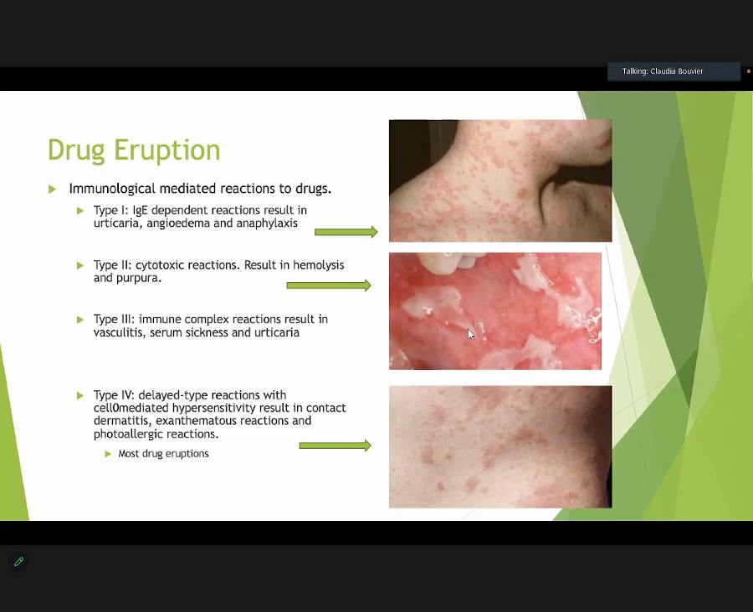Type 2 is cytotoxic, so that results in hemolysis and purpura.